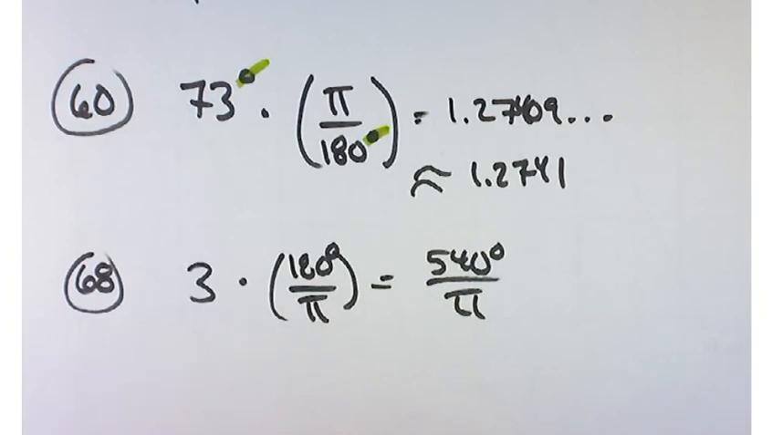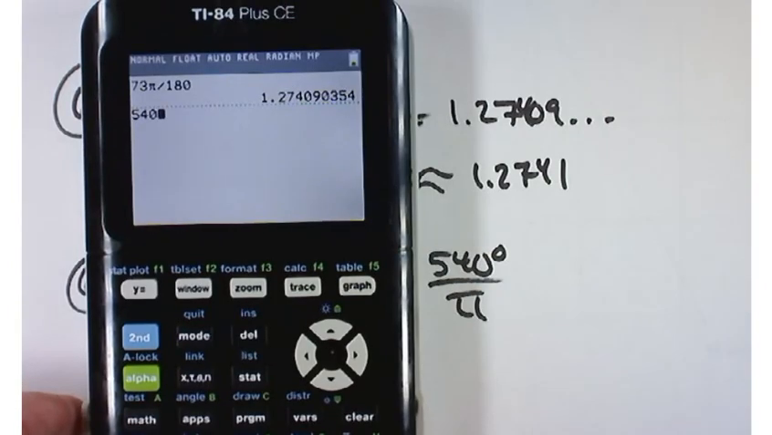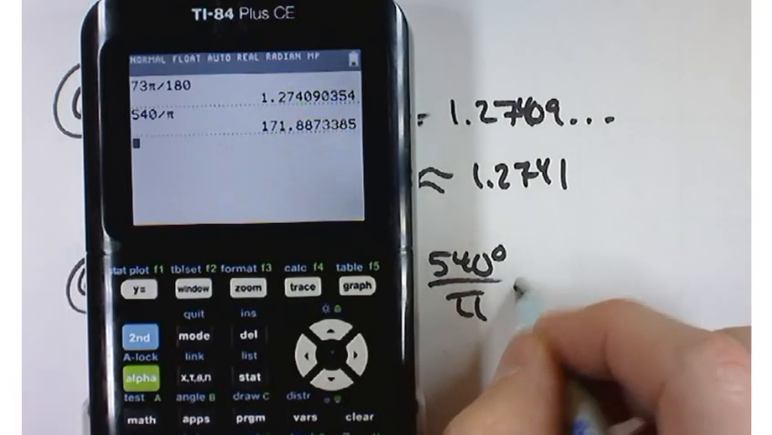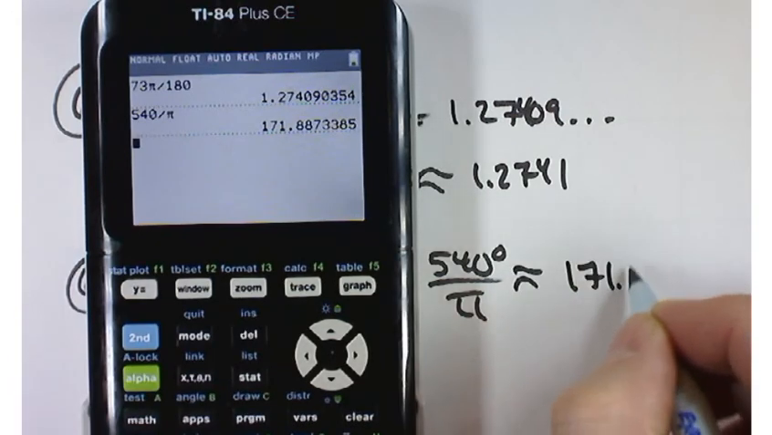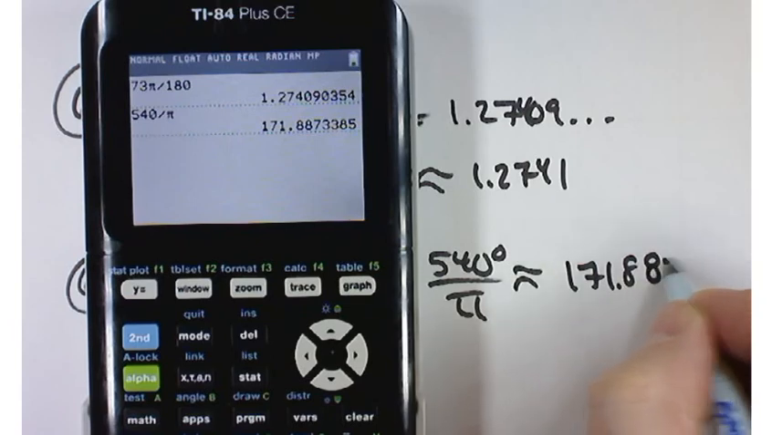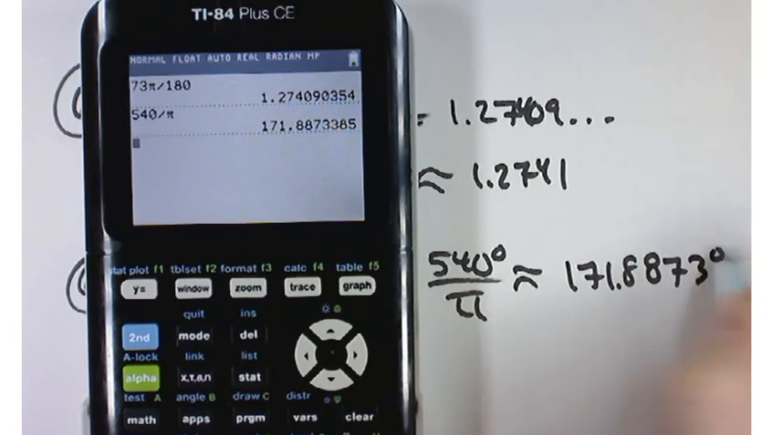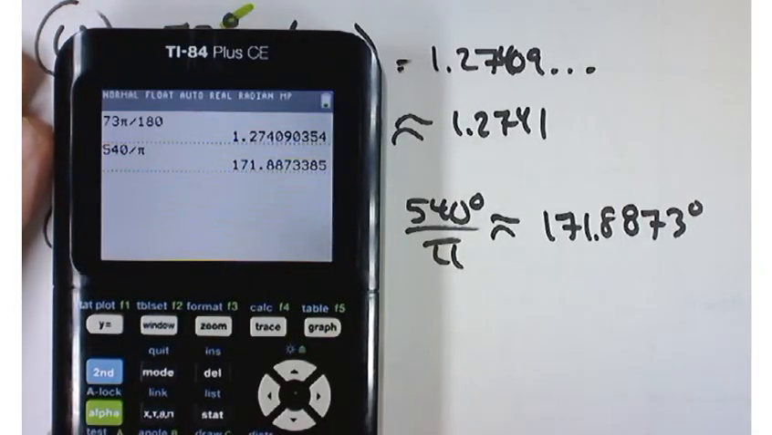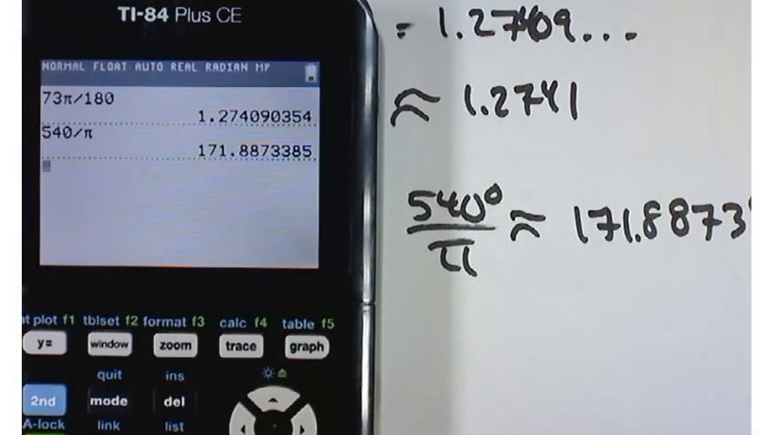And then we can do that on our calculator. 540 divided by pi is about 171.8873 degrees. So that's your angle in degrees for 3 radians. If you're curious, you can just take that, hit the divide key, divide by 3. So 1 radian, like I said earlier, is about 57 degrees, a little bit more than 57 degrees.